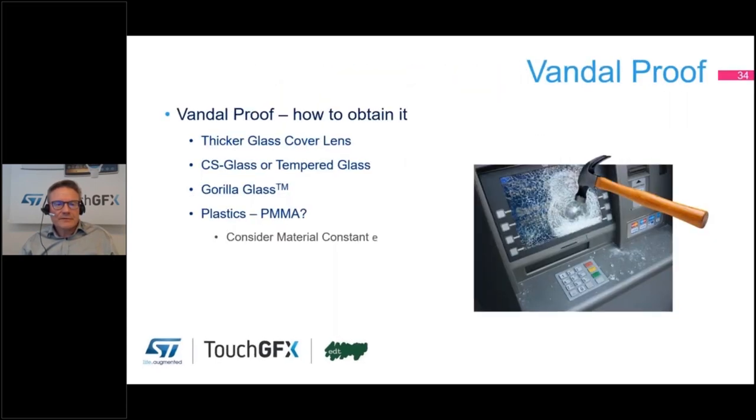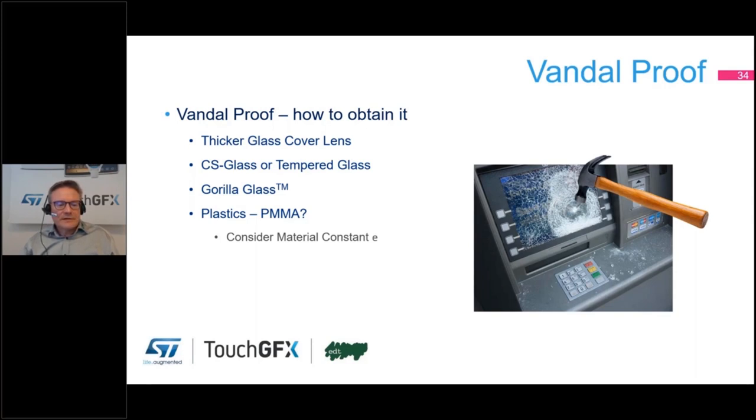I mentioned vandalism and vandalism proofing. It's quite obvious that the thicker the glass, the more safe you would feel. Actually, if you put 2-3 millimeter glass together and you laminate them, you will have a very strong impact strength compared to a 6 millimeter glass. So a laminated structure is actually very good in terms of absorbing the shock.